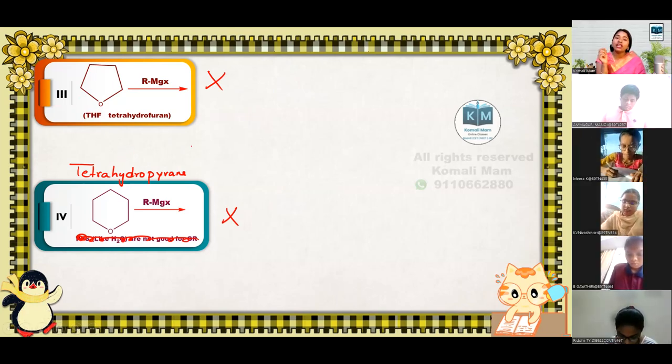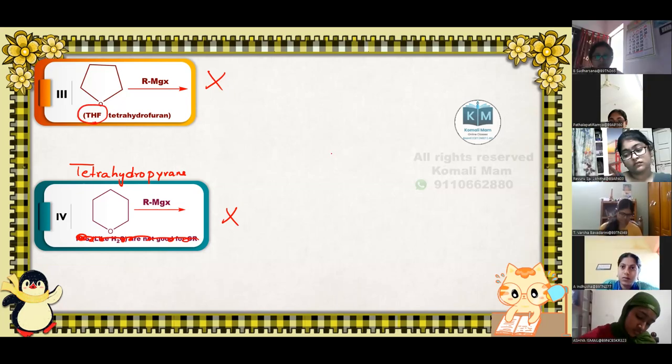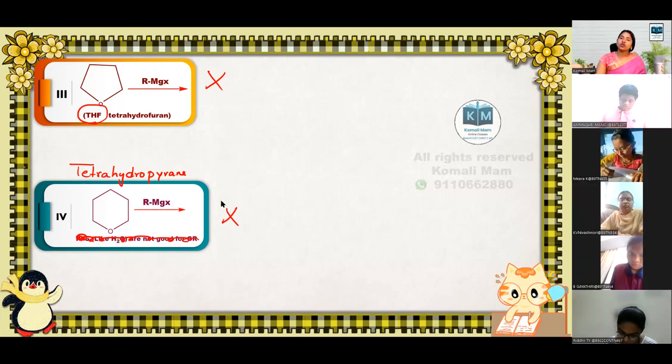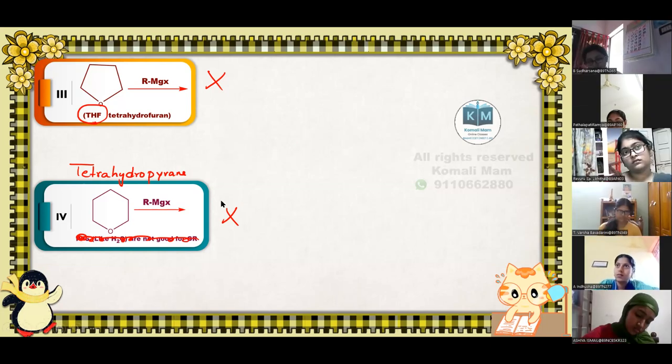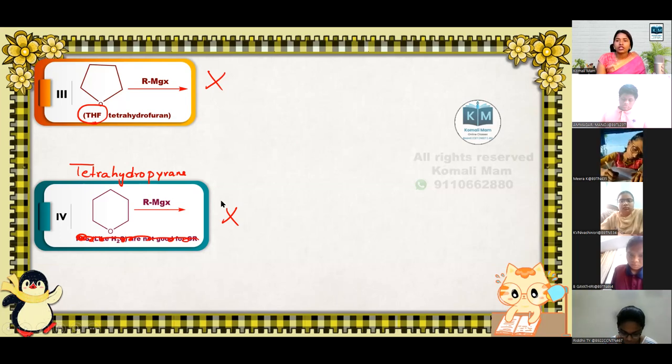So if you see THF on any arrow, you should understand it is just a solvent. If you see tetrahydropyran on any arrow, it is just a solvent. In organic chemistry, it is very important what is there on the arrow. What is its function? Each reagent's function is different. So as days pass, you learn many reagents and their functions in a clear manner.